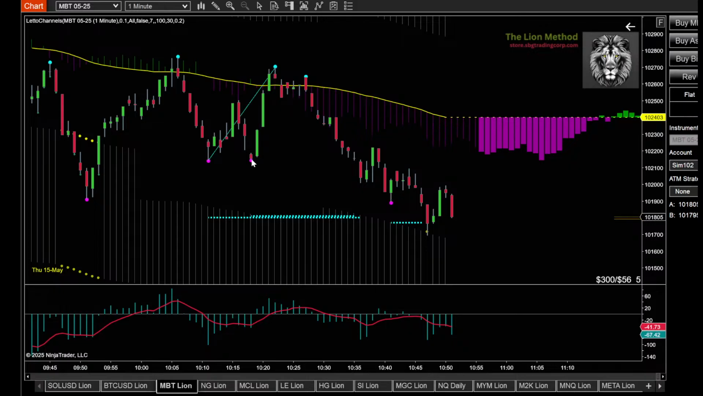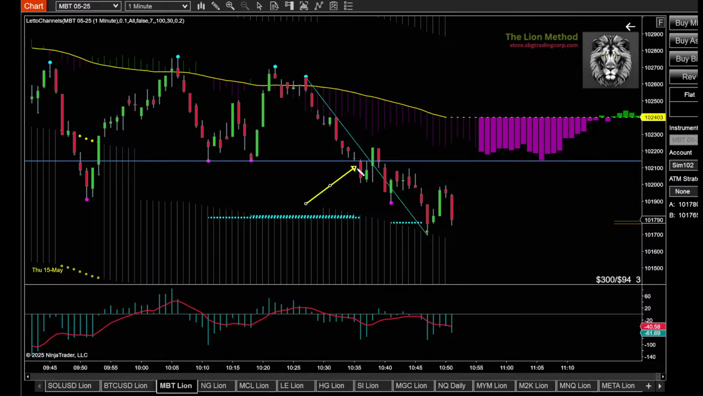I think this would have been a better short right here. Right when we hit this level, we had good push through. It went from positive order flow to negative. So going short right here would have been a good trend trade. Tendency was downward. We had more distance to the Leto channels, and target was hit right here. So that is where target was hit.